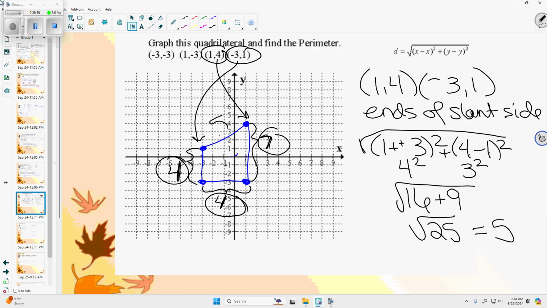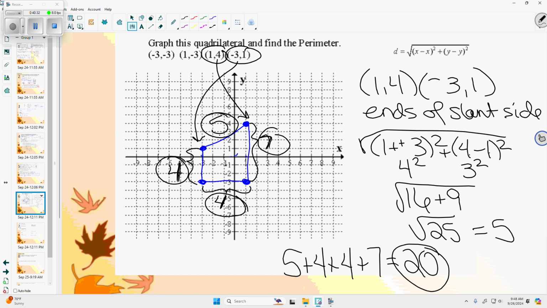I heard 5. How do I get the perimeter of that shape? How do I find perimeter of anything? Add up all the sides. So we got 5 plus 4 plus 4 plus 7 for a total of? Yes? So our perimeter is 20.